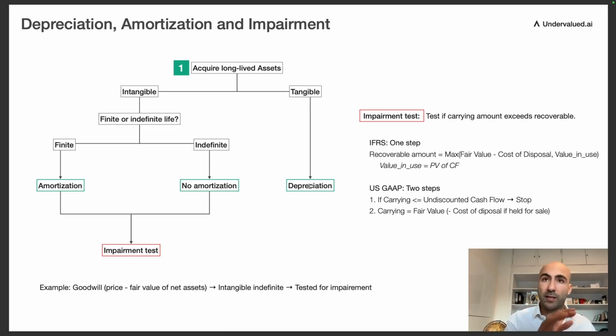But there is no cash out. The cash out was when you acquire the asset. Depreciation is on the accounting side.